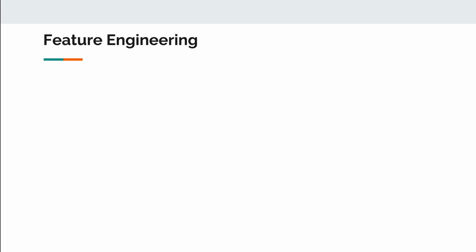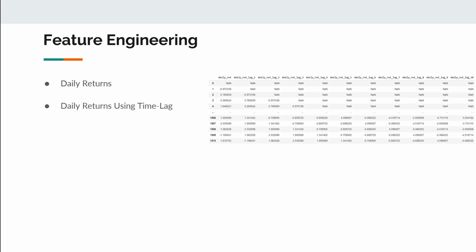Now we have done several types of feature engineering for our model. The first is daily returns. The signal must be made stationary prior to making predictions. Thus, the raw stock prices were converted into a new feature called the daily returns. The daily returns measures the dollar change in a stock's price as a percentage of the previous day's closing price. Now, the next feature is daily returns using time lag. Since the daily returns of the current day is highly correlated to the daily returns of the previous day, the daily lags of the previous 10 days were used in the predictions.